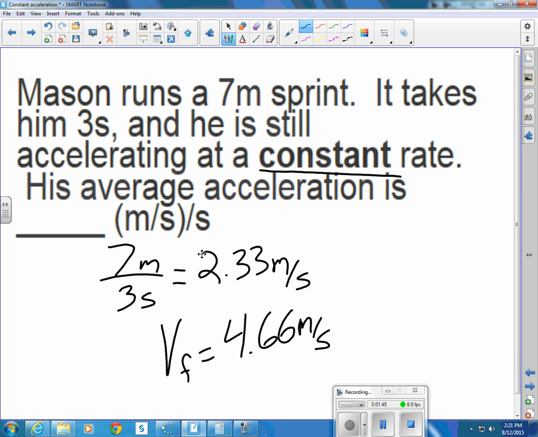How long did it take him to get to that speed? It took him 3 seconds. So if I take my 4.66 meters per second and divide that by the 3 seconds that it took, that will tell me the acceleration. So the acceleration is 1.55. We could call it 1.6. The quiz questions allow answers within 5%. You could put in 1.55 also.